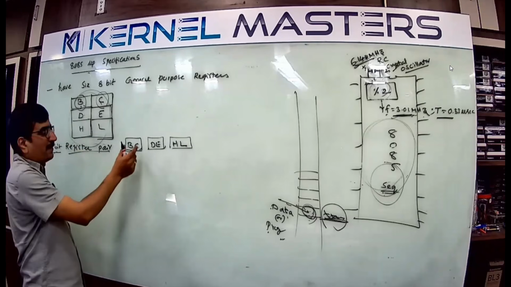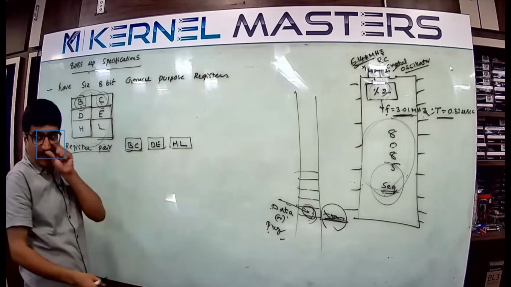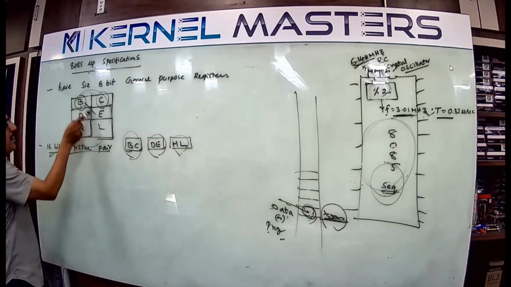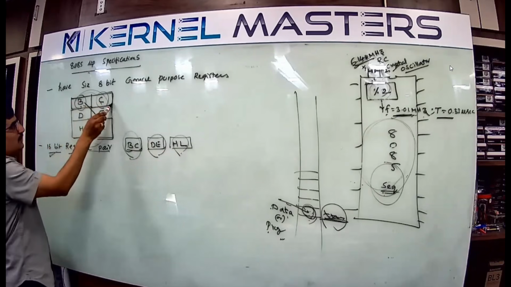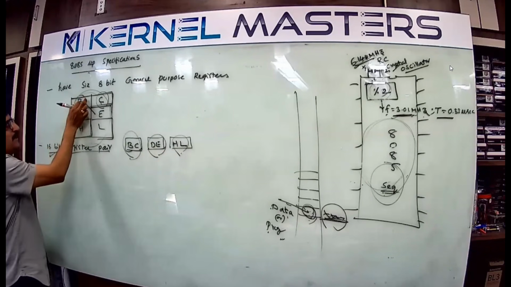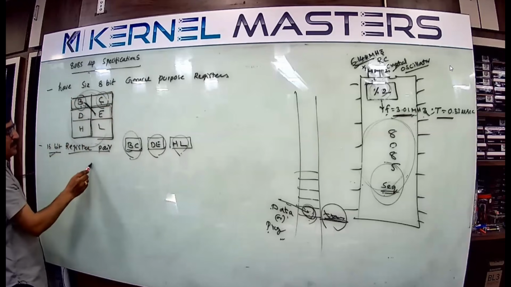Understood? You can use the combination BC, the combination DE, and the combination HL. But we can't do a BE combination. It is not possible, because these are in different rows. B and C are in one row. This way, a BE combination is not possible. Understood or not?